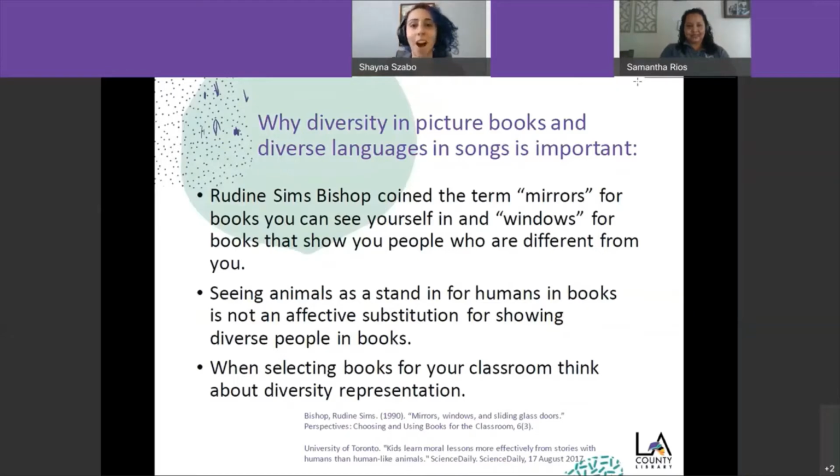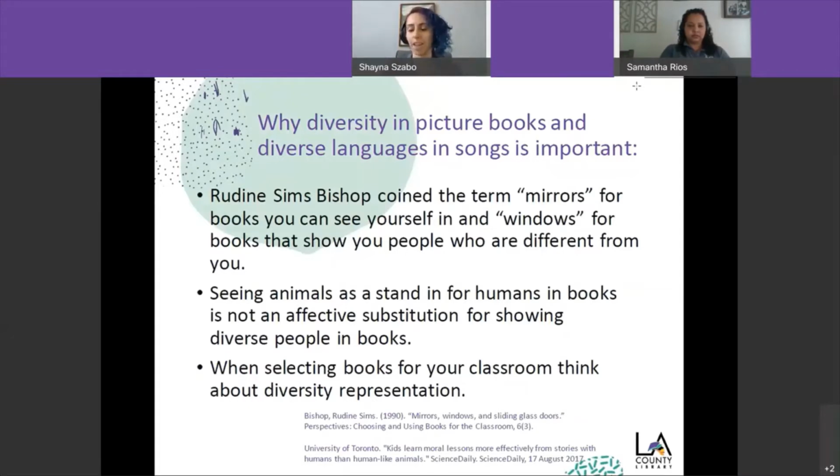So we're going to start off with why diversity in picture books and diverse languages in songs is important. Rudine Sims Bishop coined the term mirrors for books you can see yourself in, and windows for books that show people who are different from you. And it's really important to have both types of books for kids in your classroom or even for yourself. Now, a mirror and a window changes depending on who you are because we all have different experiences.